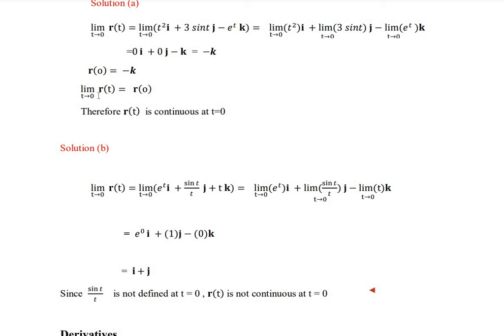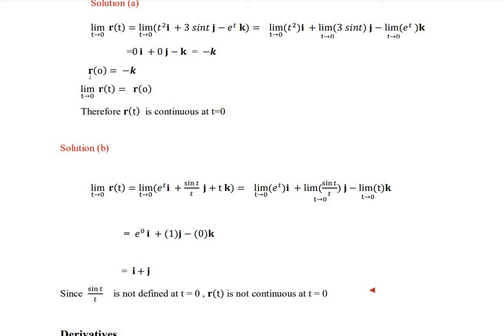Answer of the first vector valued function. So the limit as t tends to 0 of vector r of t equals the limit as t tends to 0 of t square times i cap plus 3 sin t times j cap minus e raised to t times k cap. So we apply the limit component wise. So the limit as t tends to 0 of t square times i cap plus the limit as t tends to 0 of 3 sin t times j cap minus the limit as t tends to 0 of e raised to t times k cap. So you will get the answer as minus k cap.